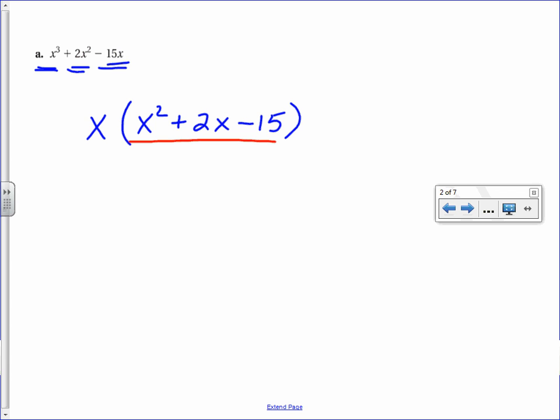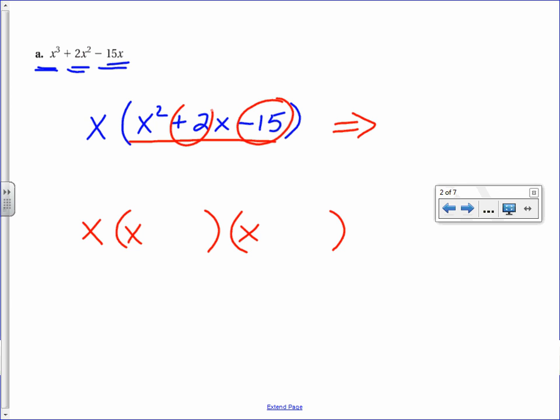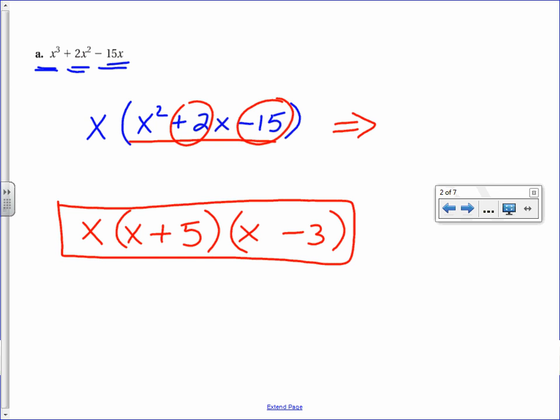You should recognize that you can break this down into the product of two binomials. The x that we took out is going to stay out front, but then this trinomial is going to break into two parentheses here. The x squared breaks into x and x, and then we're looking for what makes negative 15 that adds up to positive 2, which is going to be positive 5 and minus 3. All of this together here is our final factored answer.